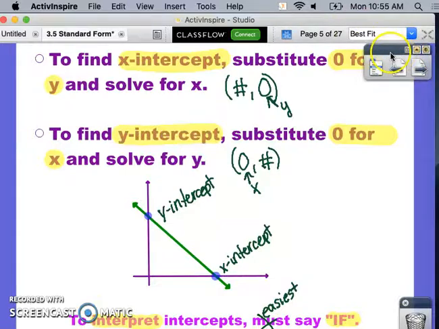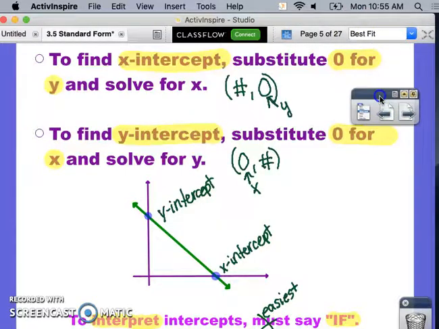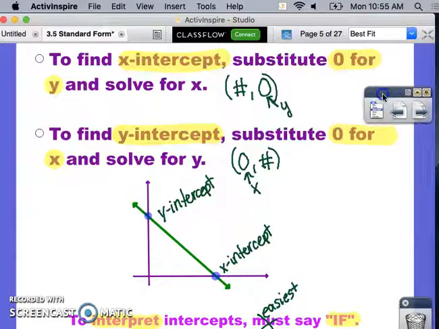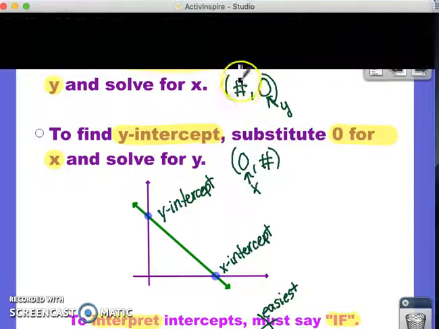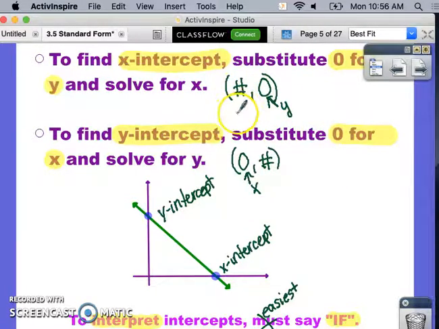All right, to find the x-intercept, you're going to substitute 0 for y and solve for x, because we know the point is going to be, my y is 0. So we're going to put 0 into our equation, solve for x, and we get another number, and then we get to plot that point.